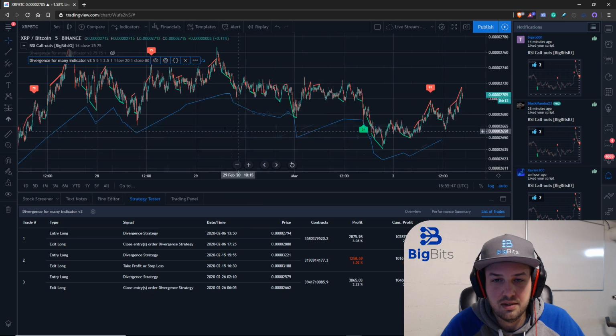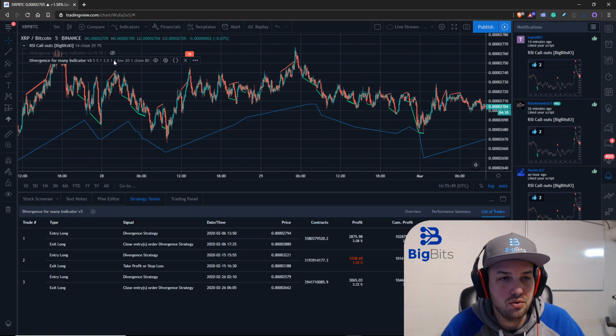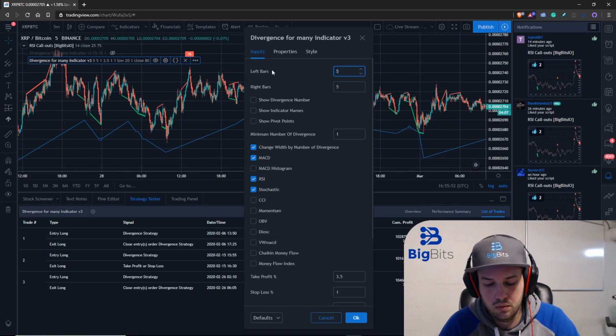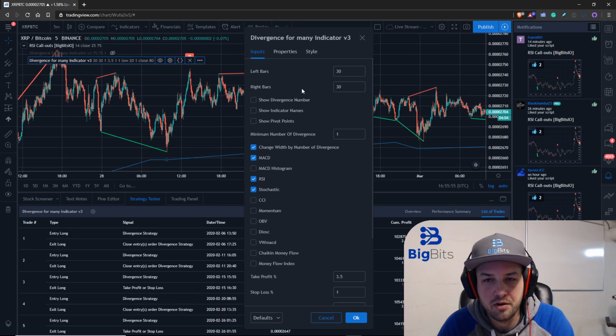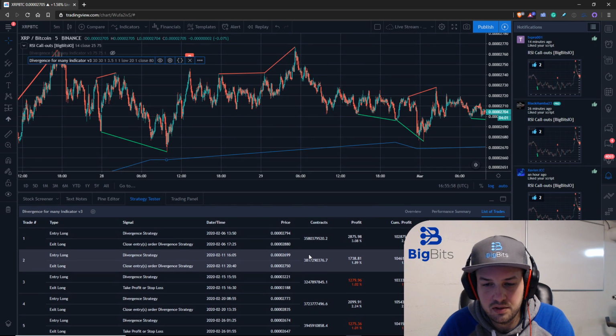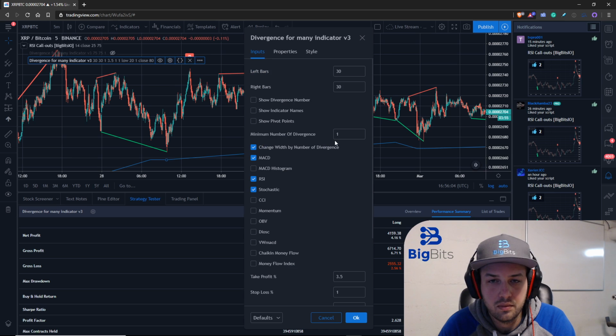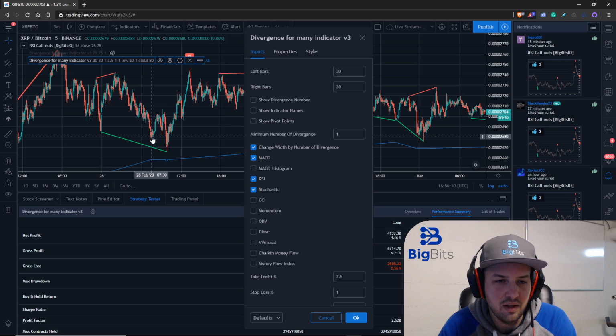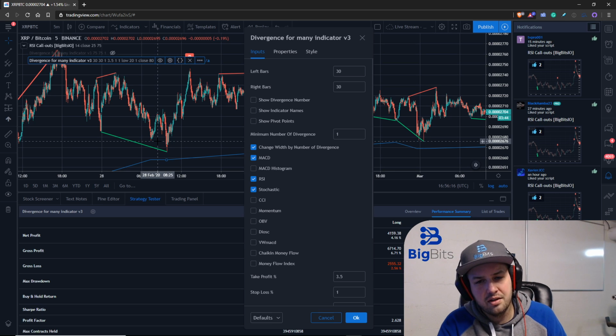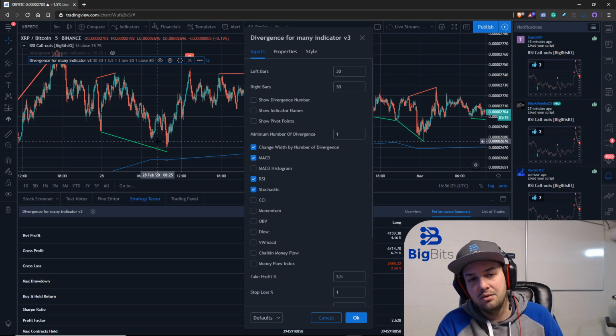But this is one of those things that's really good to do when you're monitoring it. It's a little bit easier to get a feel for this stuff when it's actually happening. So once it starts printing these divergences, usually I can get a pretty good tell for when it's going to bounce again. And a lot of times I zoom out on the chart to see where we're at on other time frames, to make sure the hourly chart doesn't look like it's about to crash when you're buying on a 5-minute chart.